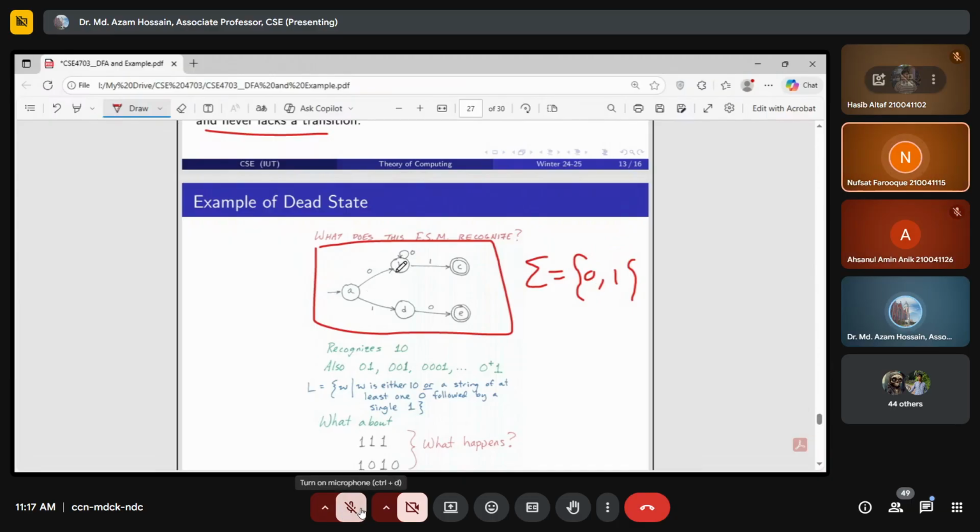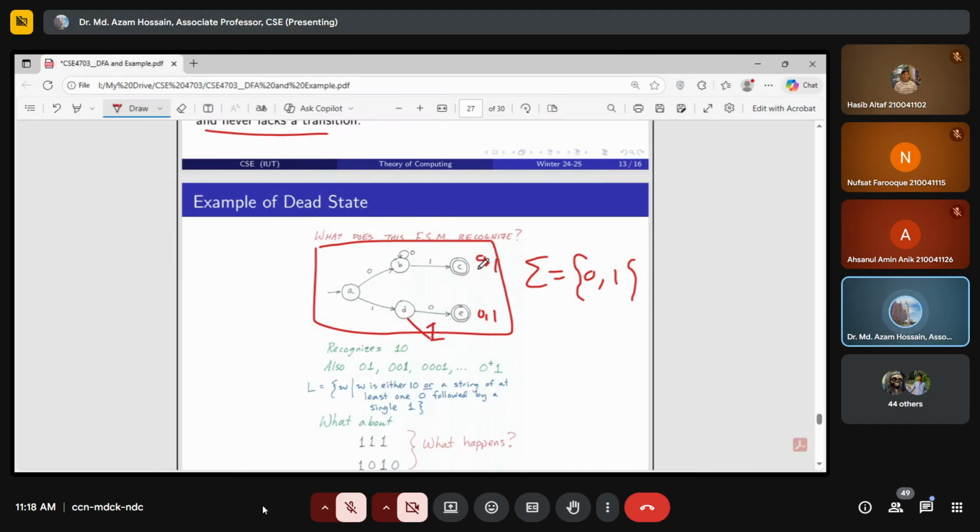How about state D? State D is missing the transition on 1. Similarly, C and E are also missing transitions, right? Because it is state 1, it is also missing 0, or 1, it is also missing 0 and 1, right? Is it clear? Yes, sir.